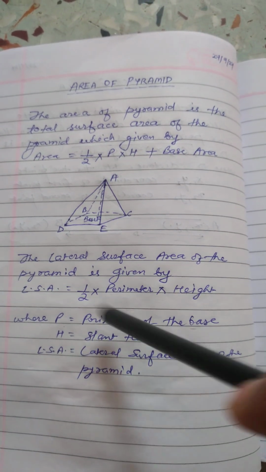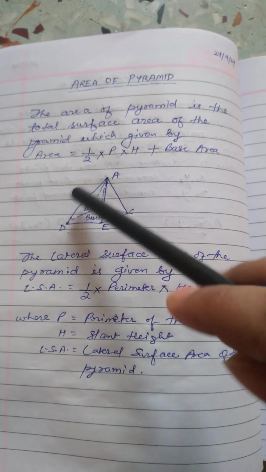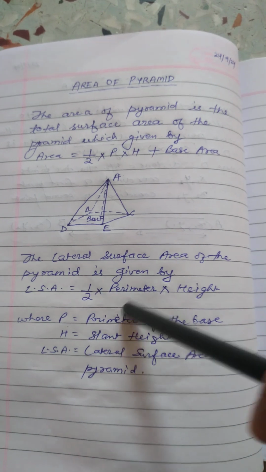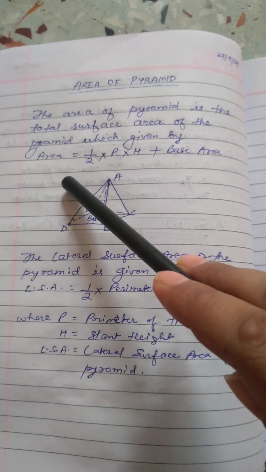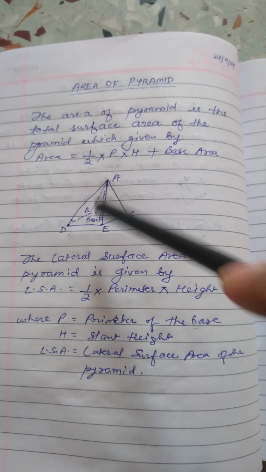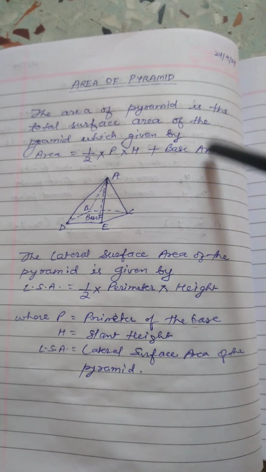This means the total surface area is also called the lateral surface area plus the area of the base. The total surface area is equal to the lateral surface area plus the area of the base.